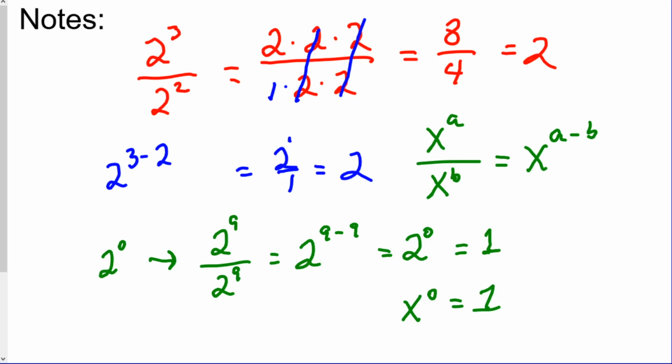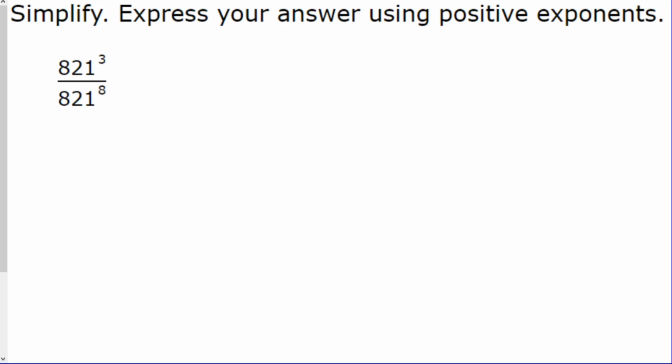So let's look at some examples. All right, so in IXL, they're going to ask you to express using positive exponents. So that's a little bit tricky there. So that's why I did this one first. If you'll notice, we have 821 to the third power on top. So we have 821 3 times on the top. And we have 821 8 times on the bottom.